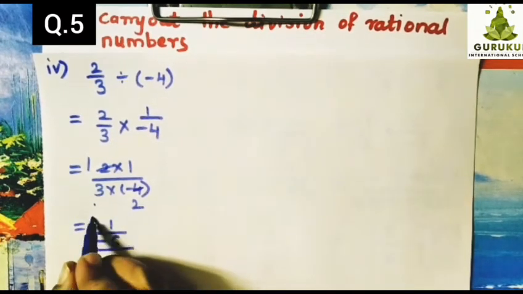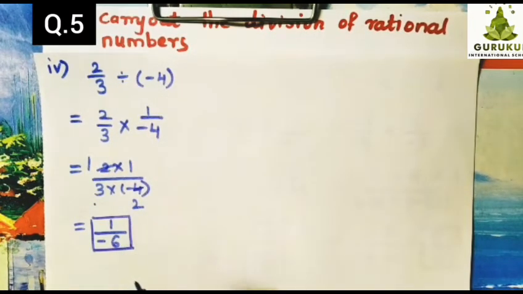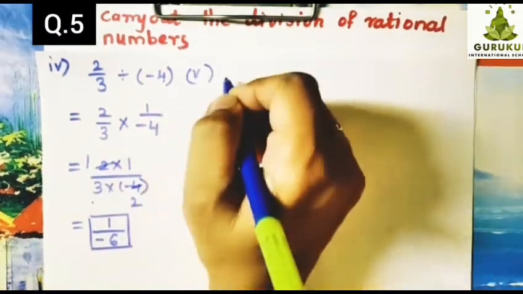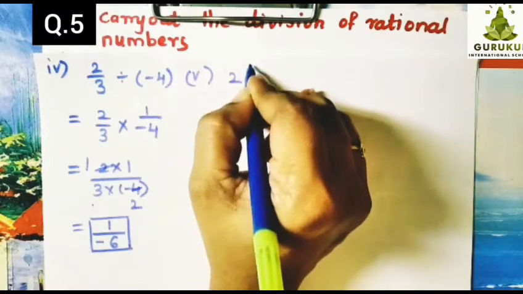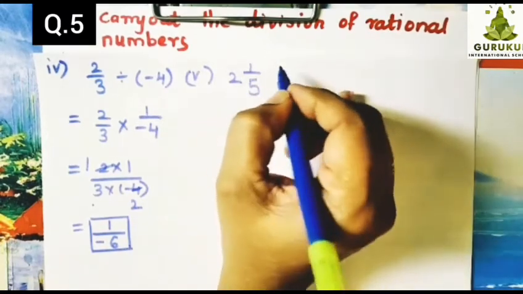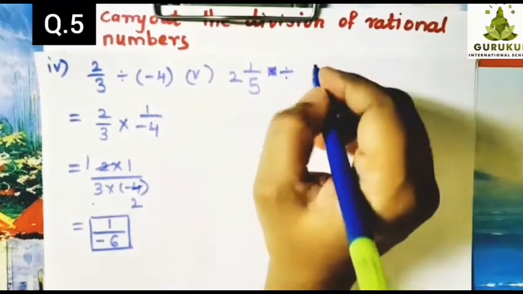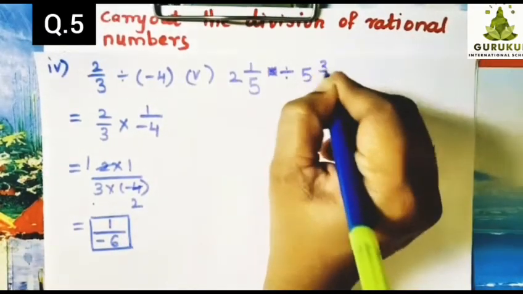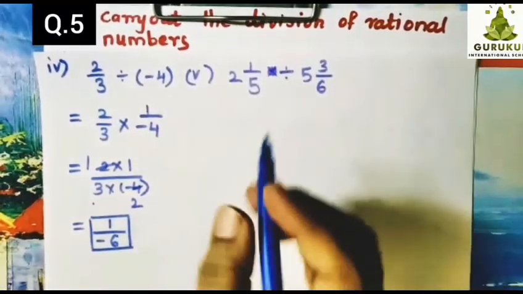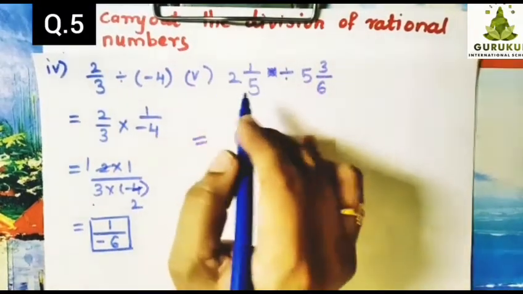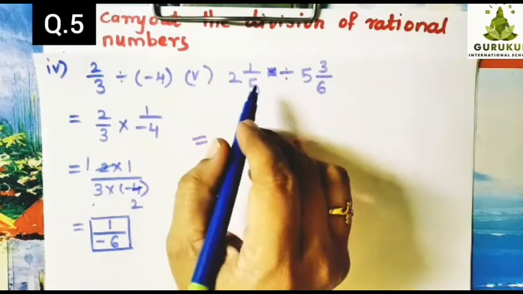So final will be minus 1 upon 6. Fifth one, let us see. They have given you the mixed fraction 2 integer 1 upon 5 divided by 5 integer 3 upon 6. So we have to convert it to normal fractions. If you want, you can add the steps or directly you can convert it.